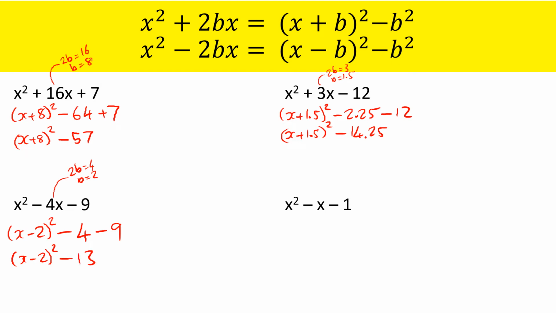What about the last one? Ignore this. 2b equals 1. So b is, let's use fractions this time, a half. So we'd have x minus a half all squared, minus a quarter, and minus 1. So tidy that up. x minus a half all squared minus, what would that go to? 1 and a quarter, so 5 over 4.